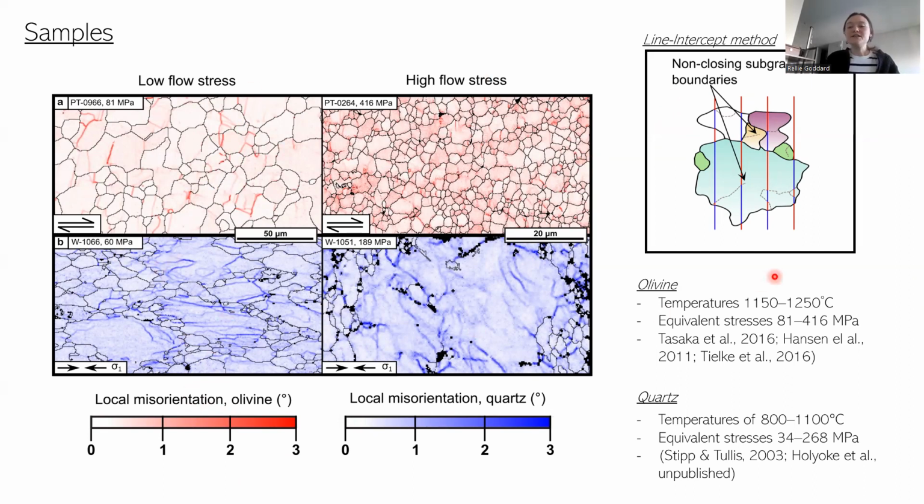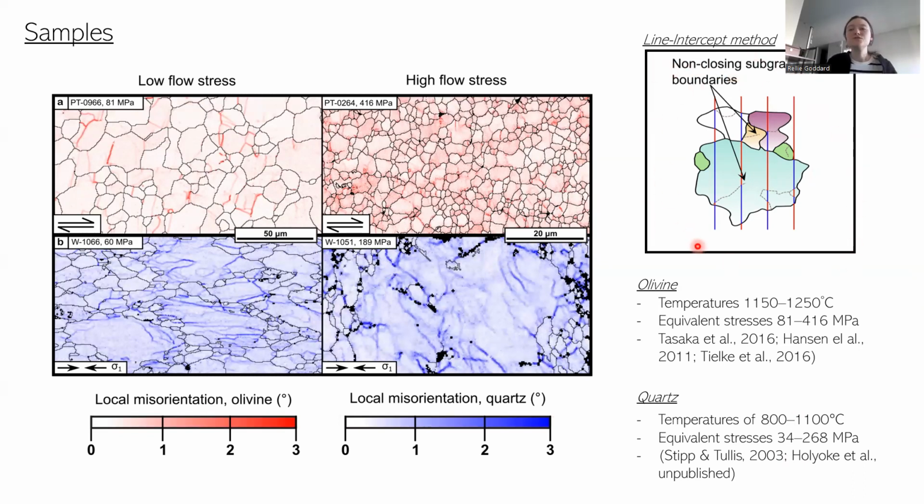So we got these deformation experiments from other people. There are published studies, one of which was the original calibration of the grain size piezometer in quartz. They're over a range of different temperatures and a range of different stresses. And we measured subgrain size piezometry using a method called the line intercept method.